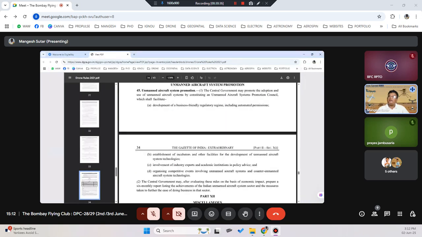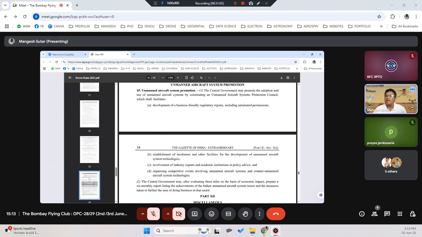Okay. Part 11 talks about unmanned aircraft system promotion. So the government has taken a lot of initiatives to promote the unmanned aircraft system. They are conducting a lot of schemes. They are providing a lot of subsidies for farmers for adopting it. They are also giving a lot of funding to people for development of drones, or research and development of drones. They are also conducting some competitive events, like last year they started the drone soccer.